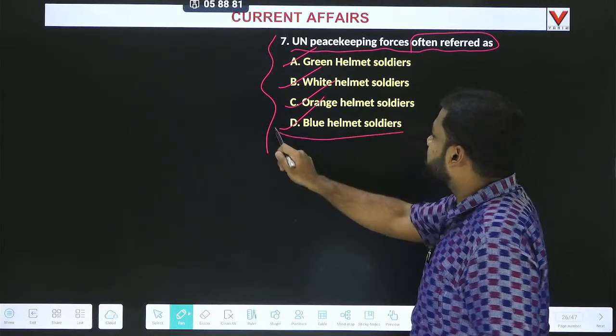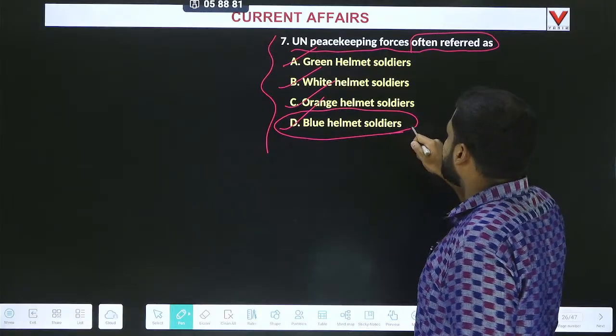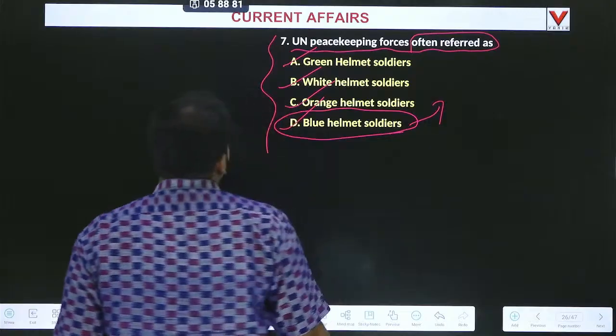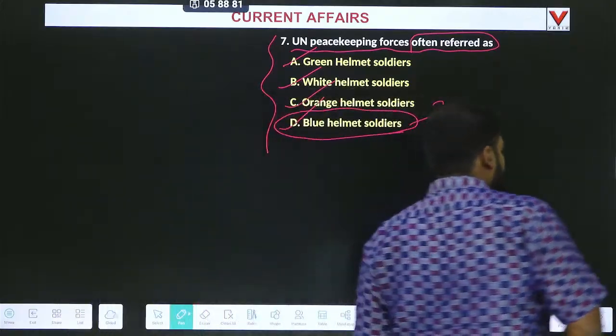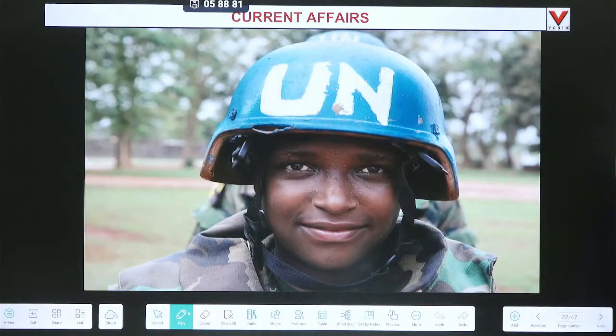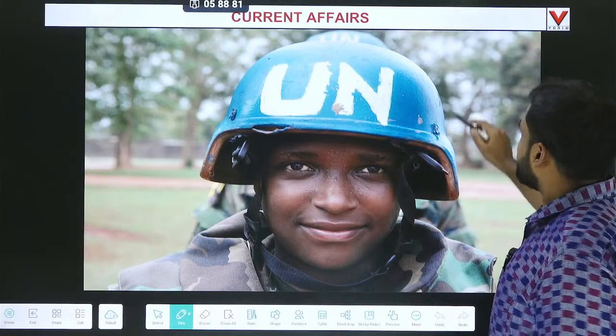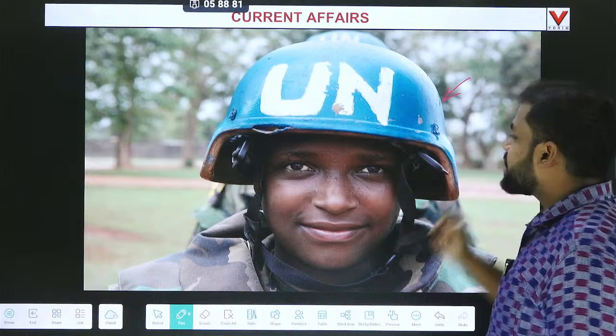That is blue helmet soldiers. Blue helmet soldiers are UN peacekeeping soldiers, right? UN peacekeeping soldiers often wear a blue helmet. See the images of the blue helmet. See, this is a UN peacekeeping soldier, right? She wears a blue helmet, right?